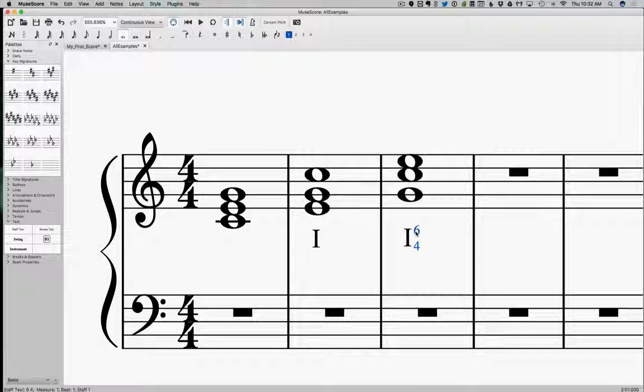Okay, let's do this one. So what would we call this one? I'm going to leave this over here for now. What would we call this one? By the same logic, our first interval is a 3, right? E to G is a 3rd. Our next interval, E to C, is a 6.